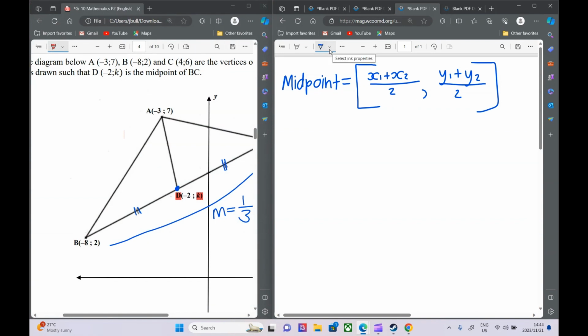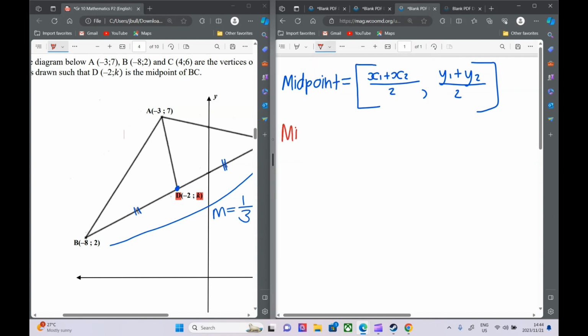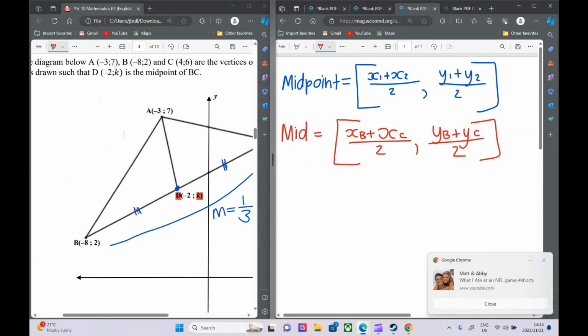So let's just plug these points in again. I'm not going to rewrite them because we know them by now, but let's just rewrite this midpoint theorem. So the midpoint, what we are going to do here is xb plus xc divided by 2. That will give us the first value, which should give us this minus 2 that we have already got. And then the second one, yb plus yc divided by 2.